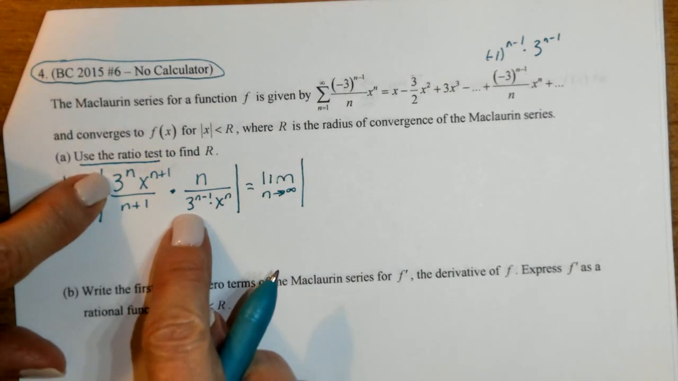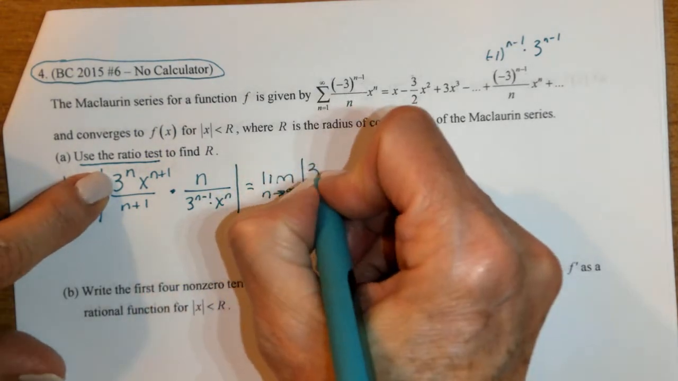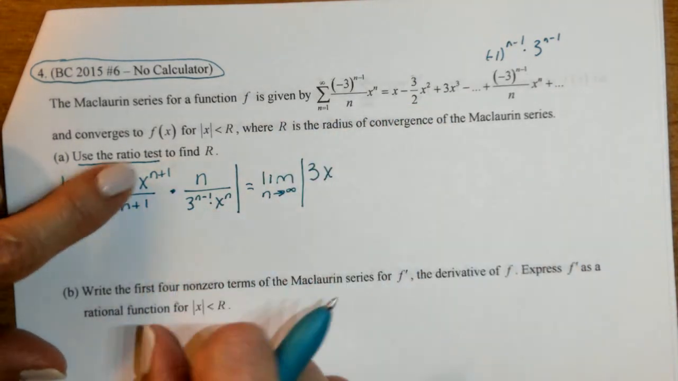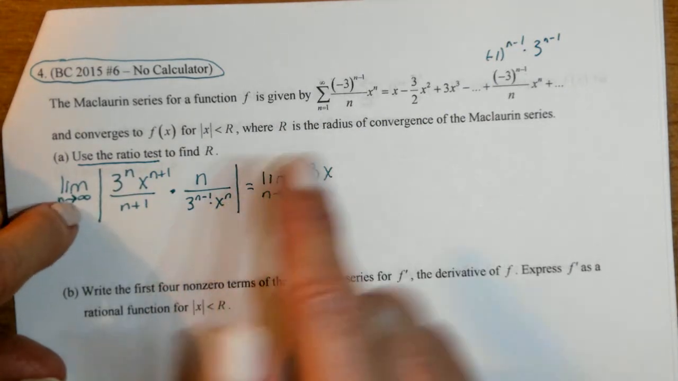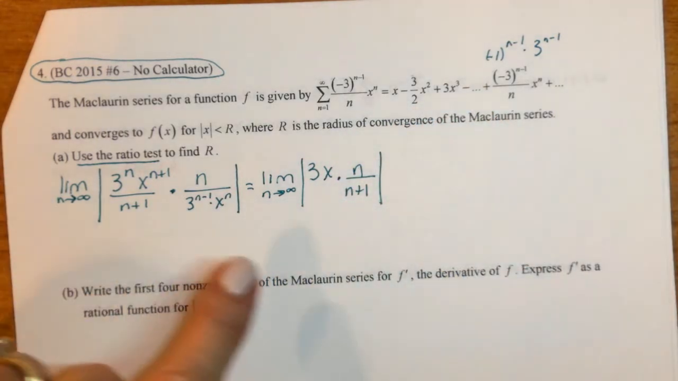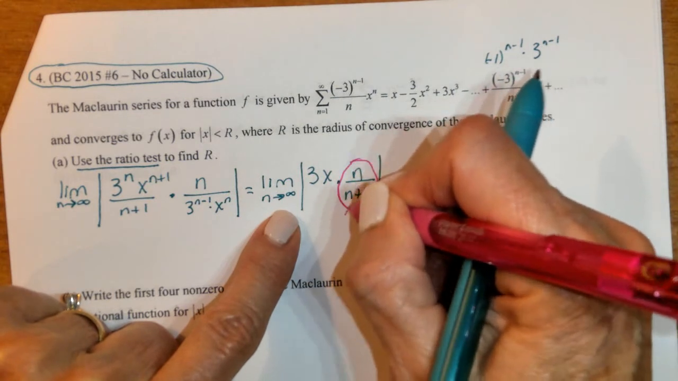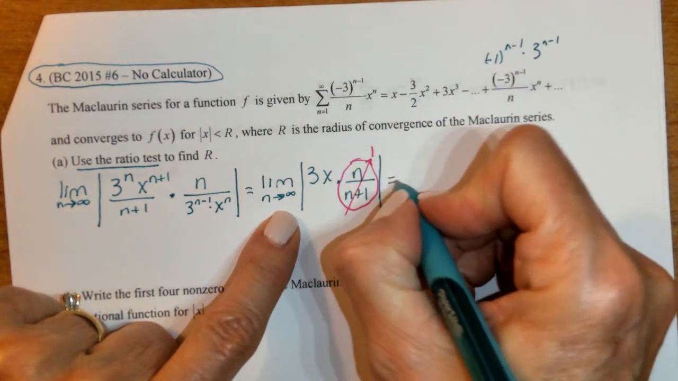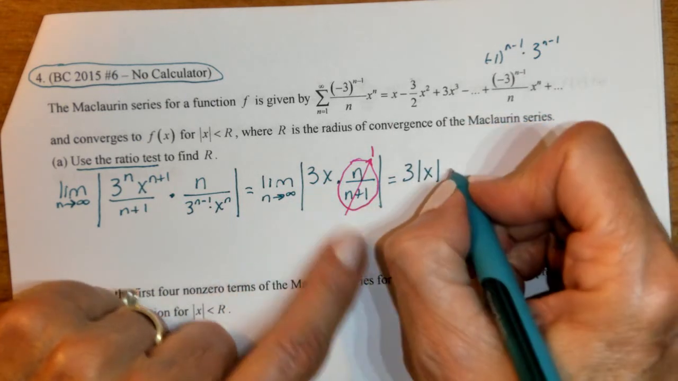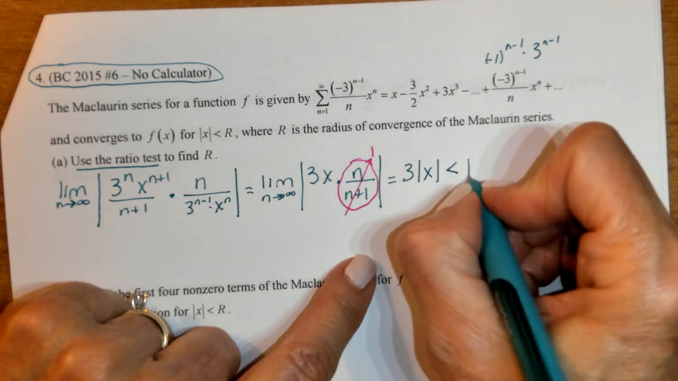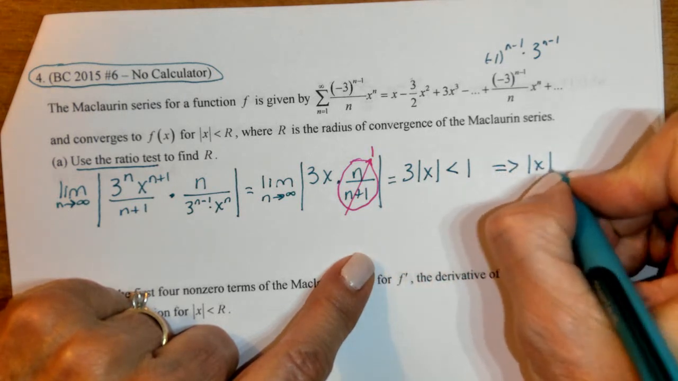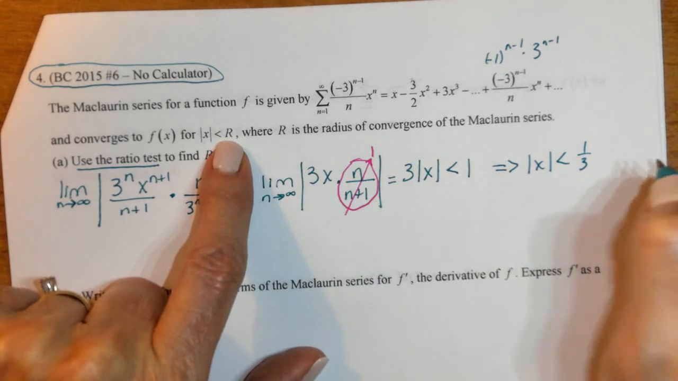The 3's reduce, leaving a 3 on top, since it has a 1 higher exponent. The x's reduce, leaving an x on top, because that exponent is 1 higher than the exponent on the bottom. The n's do not reduce. We write them down and let the limit take care of them. As n goes to infinity, n over n plus 1 goes to 1. So we are left with the absolute value of 3 times the absolute value of x, and we force that to be less than 1 because we want it to converge. Divide both sides by 3, so r is 1/3.